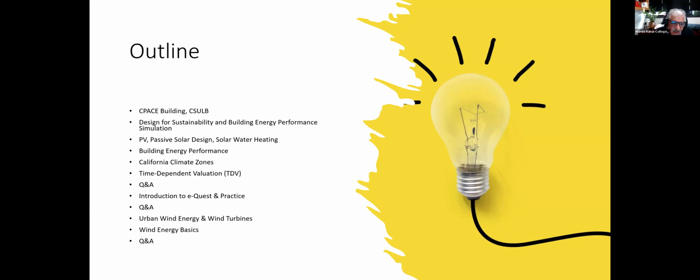California has about 16 zones, and based on that, the design is done based on the temperature, humidity, precipitation, and other things within these zone areas. We talk a little bit about the time-dependent valuations, and then we go to Q&A and maybe a break. Then we will start talking a little bit about eQuest and a practice. And then again, another Q&A and maybe a break. Then we'll talk about urban wind energy and wind turbines and an overview of the wind energy basics and how it impacts California and our local communities.